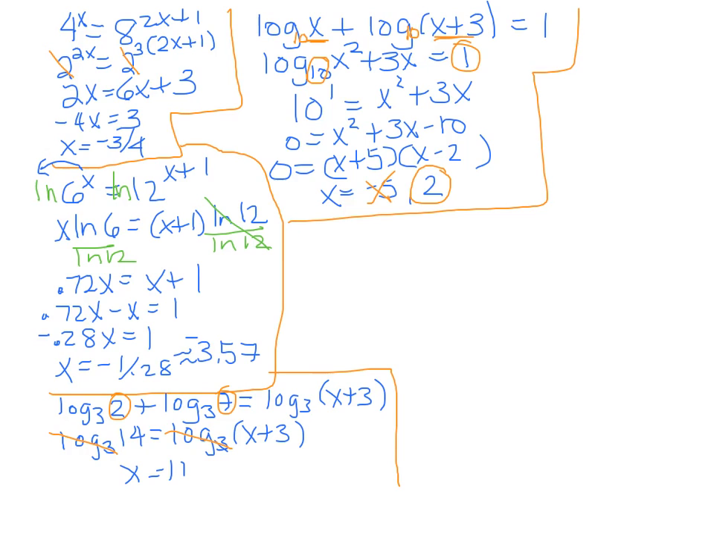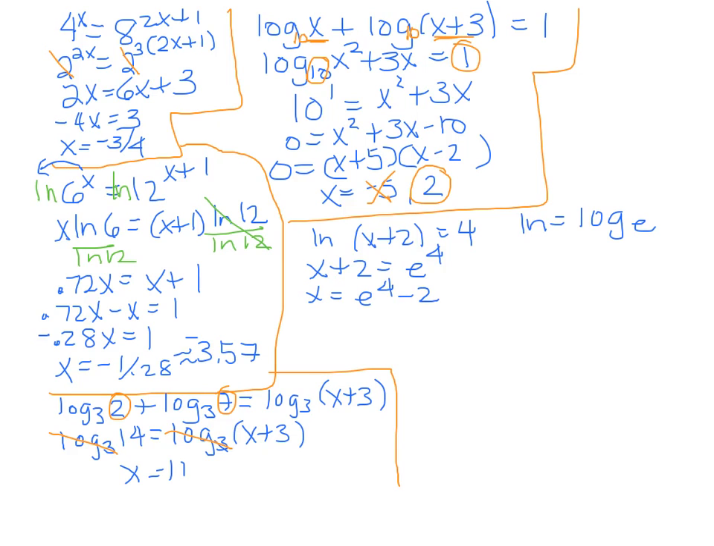Then we get on to our natural log problems. So we have ln of x plus 2 equals 4. Remember that natural log is just another way of saying log base e. So it's just like this problem we just did. You have a log equals a number, so we're going to write it as an exponential. So the log goes away, and this becomes e to the 4th. And so we have x equals e to the 4th minus 2. And if you want, you can plug that in your calculator or leave it as an exact answer.